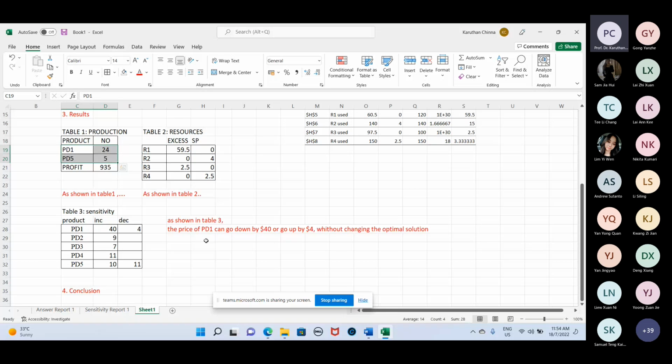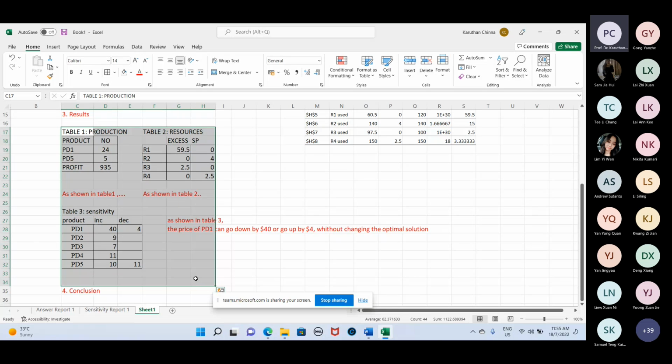So in making a decision, these three tables are very important to me. What's the optimal production? What happened to the resources? How sensitive are these solutions? Going to increase production, I must get extra resources. Which resource or resources? I must pay for it. So what's the maximum I can pay?